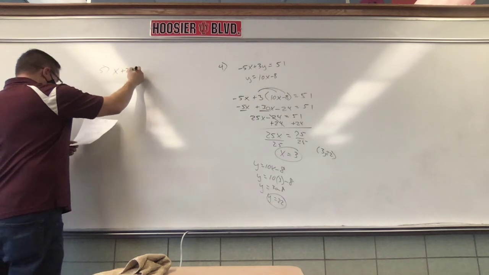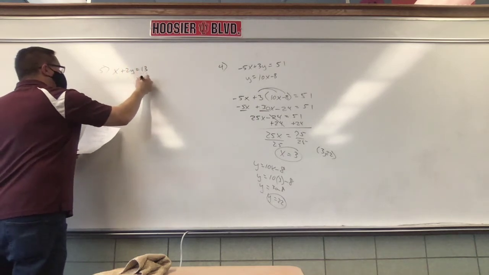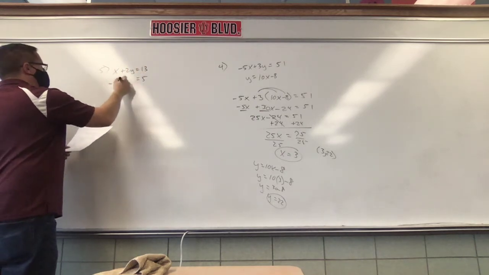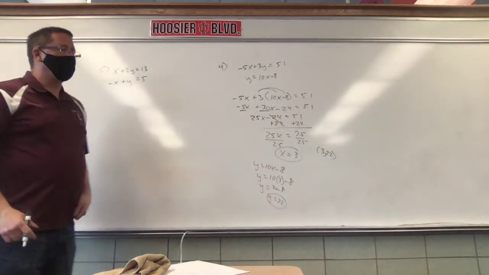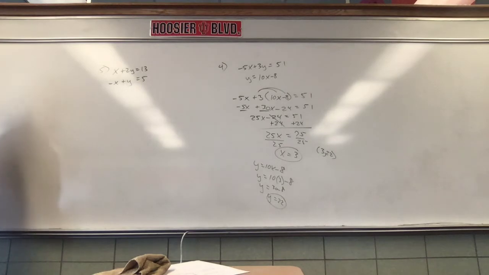X plus 2y equals 13. Negative x plus y equals 5. Are we going to use substitution on this one? We did the first two. No, why? Because there's no answer. Do you know what y is? No. Do you know what x is? You don't know either one of them. So we're going to use elimination.